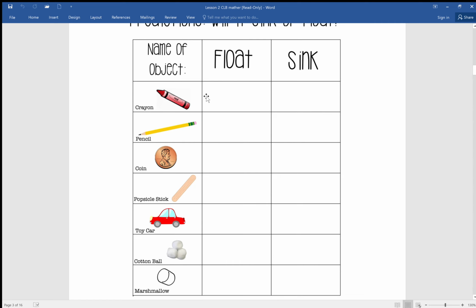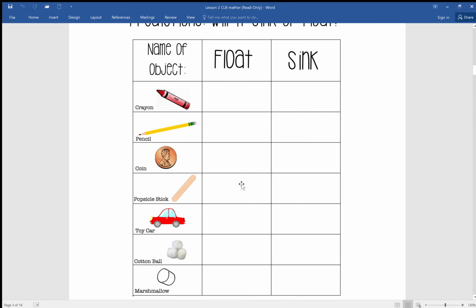Let's see. Does a crayon float or sink? Yes, it sinks because it's heavier than the density of water. What about a pencil? Yes, it sinks because it's heavier than water. What about a coin or a penny? I actually caused an argument saying this. Yes, it sinks. What about a popsicle stick?